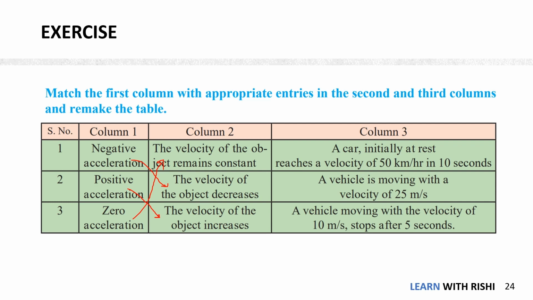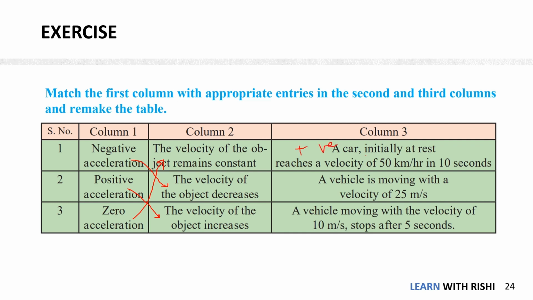Now column 3 has the examples of negative, positive and zero acceleration. Let us read the first option. A car initially at rest. It is mentioned initially at rest, meaning the speed of the car initially is 0, reaches a velocity of 50 in 10 seconds. So after 10 seconds it reaches 50. From 0 it reaches 50, meaning the velocity is increased. So this comes under positive acceleration. So I am writing here positive.